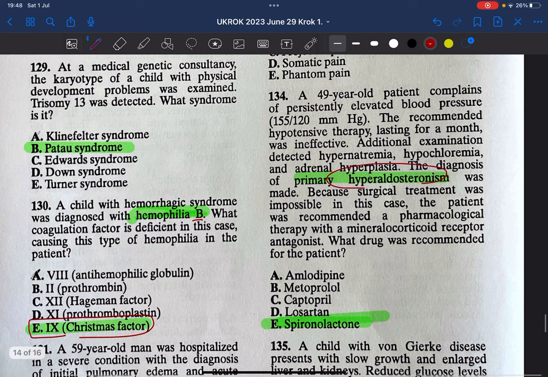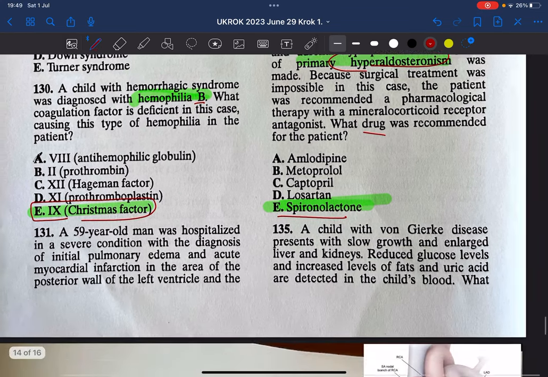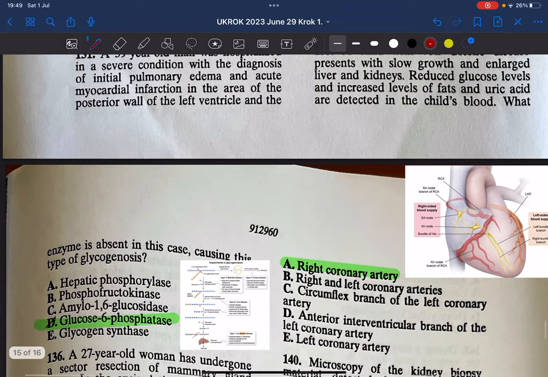We have hyperaldosteronism, which is a lot of aldosterone hormone, maybe because of some tumor. The drug that we recommend in this case is spironolactone, because spironolactone is an antagonist of the aldosterone hormone. It will block aldosterone receptors, so the opposite mechanism can work in this case.